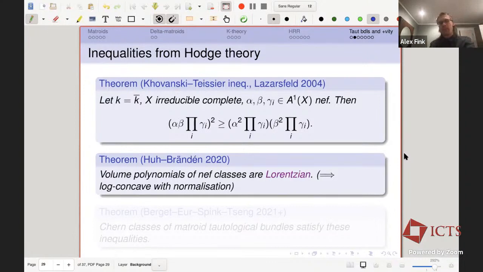One example of the classical inequalities you get is this Khovanskii-Teissier inequality that I've written down here. If I have two classes alpha and beta that are nef divisor classes, then alpha times beta times a fixed class, squared, is greater than alpha squared times that fixed class times beta squared times that fixed class. So this is a log concavity statement for the sequence of powers alpha squared, alpha beta, beta squared.